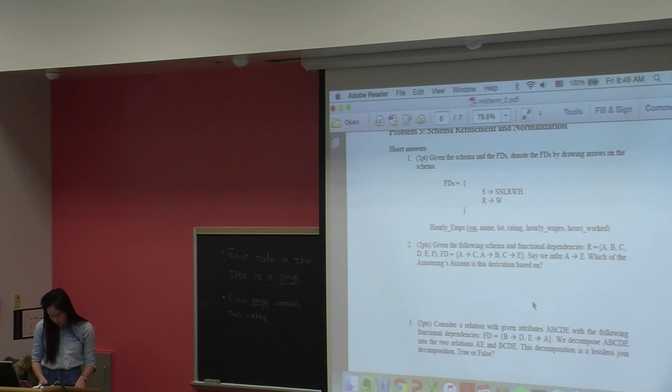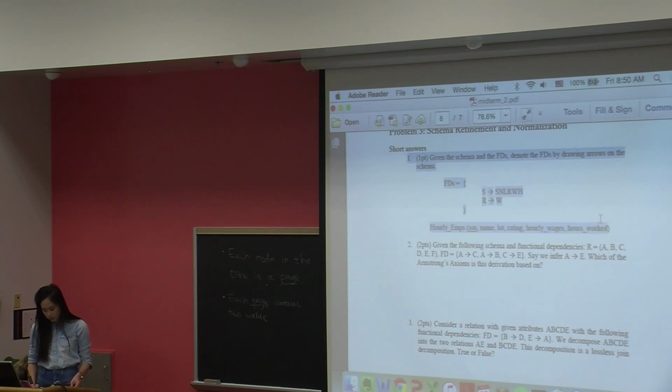Okay, for the first question, I think everyone, whoever worked on it, got it right. You just need to draw the arrows, right, pointing the functional dependencies. But some people, I think, missed the whole question, even though it's just 1 point. They just forgot to draw arrows at all. Okay, and then the second one is based on transitivity. I think almost everyone gets it right.